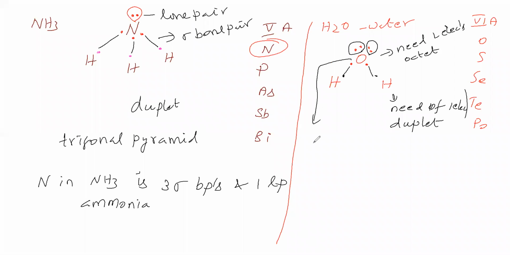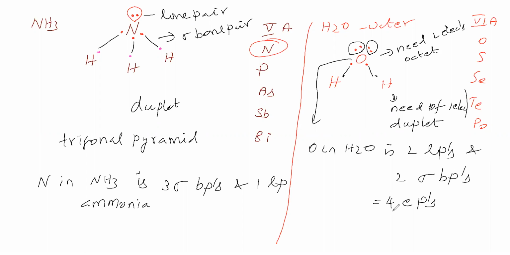Oxygen in water has 2 lone pairs and 2 sigma bond pairs. Totally 4 electron pairs, 2 plus 2, 4. 1 electron pair means 2 electrons, so 4 electron pairs means 8 electrons. 8 electrons means obeying octet. Therefore, this oxygen in water obeys the octet rule. Okay, so like this, we discussed the water molecule.